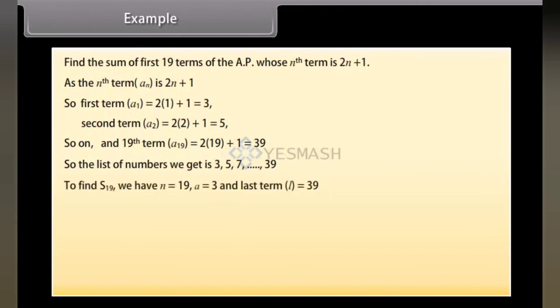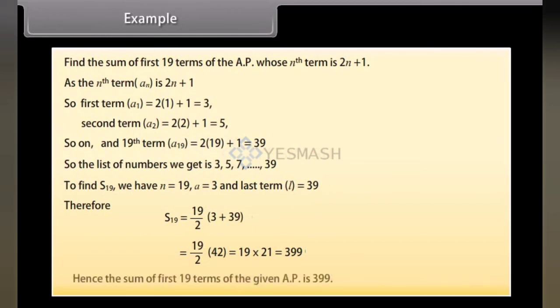Now to find S19, we have n as 19, A as 3, and L as 39. Therefore, S19 is equal to 19 upon 2 into (3 plus 39). This is equal to 19 upon 2 into 42, which equals 19 into 21, which is equal to 399. Hence, the sum of first 19 terms of the given AP is 399.